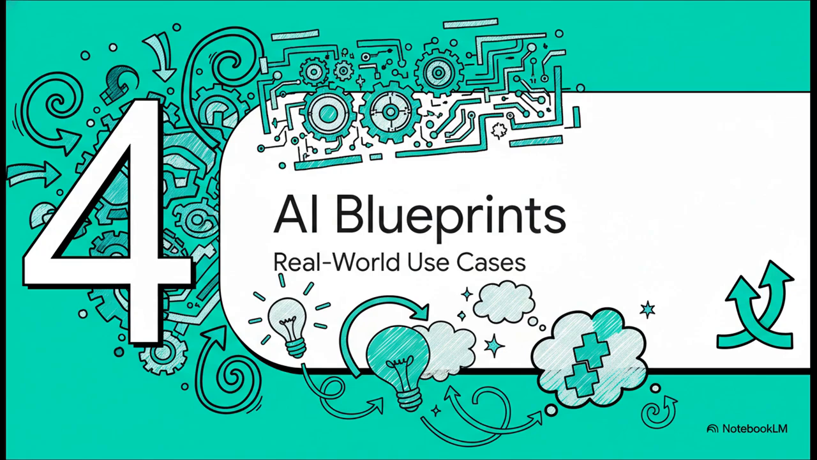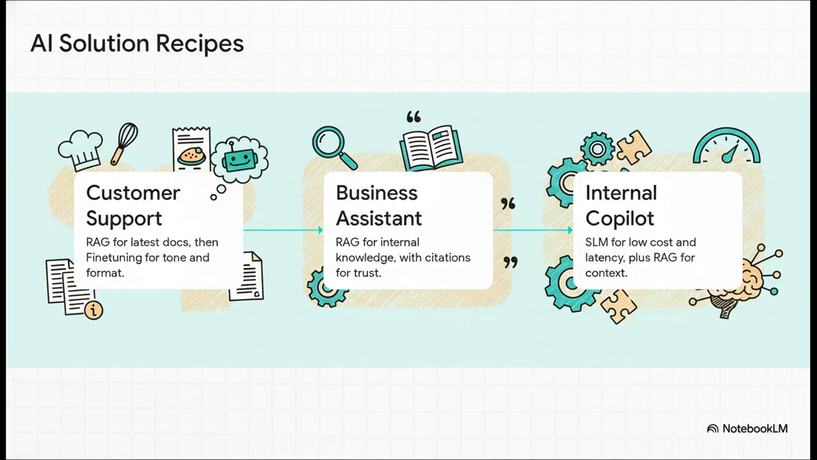So now that we have this decision framework, let's look at how these pieces come together in the real world. Because here's the secret. They're not mutually exclusive. In fact, some of the most powerful AI solutions are actually a mix of these techniques. Just check out these recipes. For a great customer support bot, you could use RAG to pull in the latest help docs, and then use fine-tuning on top to make sure it always has a friendly, consistent tone. Or for a high-volume internal tool, you might pair an efficient SLM with RAG to give it all that internal business context. It's all about combining the levers to get the job done right.